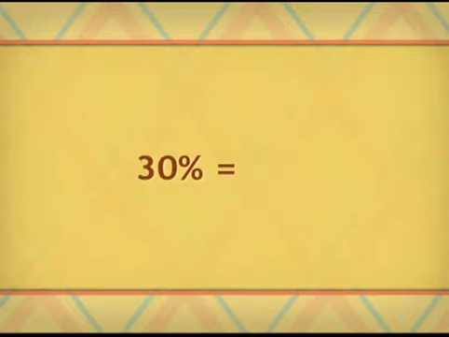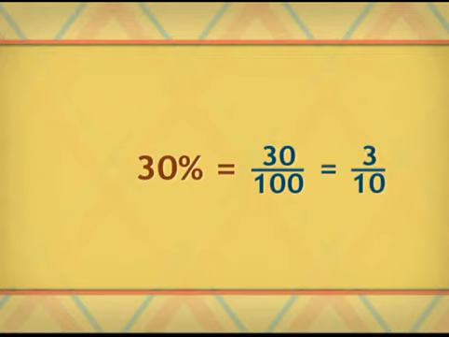Next, we have 30%. Let's put this in ratio form as a fraction. So what will that look like? It'll be 30 100ths. Is that in lowest terms? No, both 30 and 100 can be divided by 10. 30 divided by 10 is 3. 100 divided by 10 is 10. So in lowest terms, it's 3/10. So 30% is equivalent to 30 100ths, and it's also equivalent to 3/10.